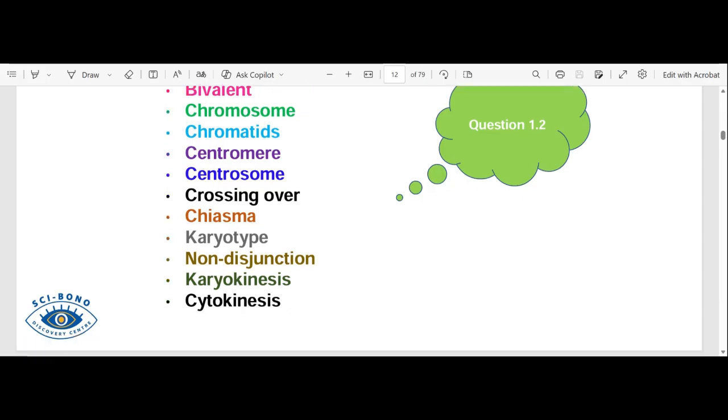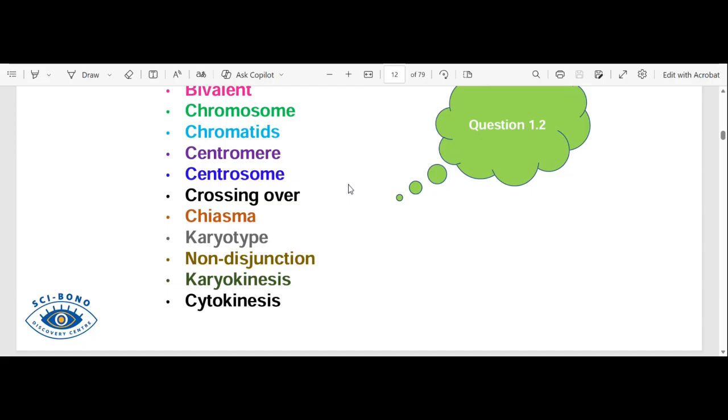Okay, let's go to centromere. What is a centromere? A centromere is a point at which two chromatids meet, or a point at which two chromatids join.